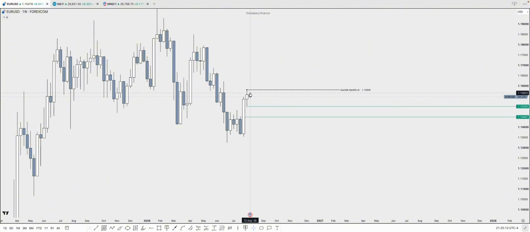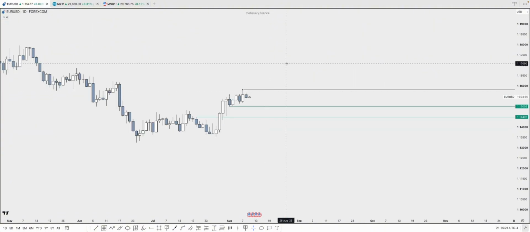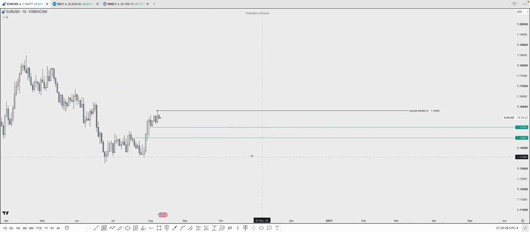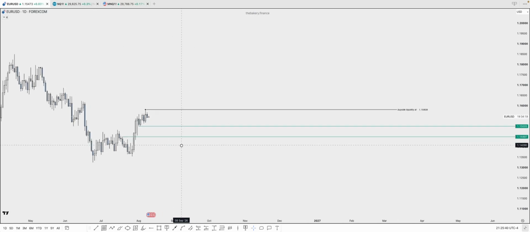From here, I can't really tell if we're going to be taking out the buy side liquidity first or the sell side liquidity first. All I can do is drop down to the daily time frame to see if we can get something to work with. From the daily perspective, we've been moving sideways as well. We have this daily imbalance here that's unmitigated, and we've been trading inside there ever since.